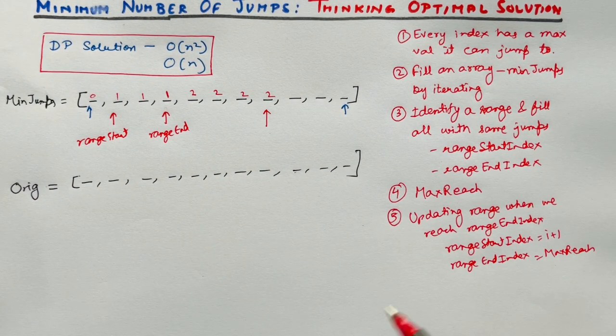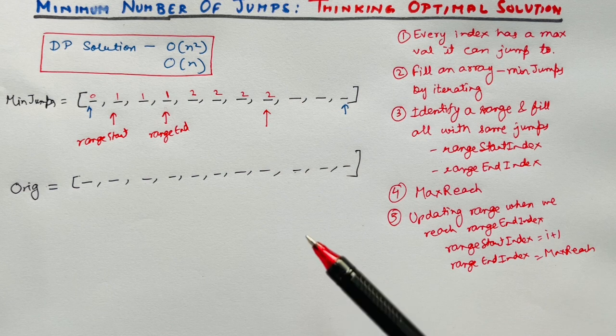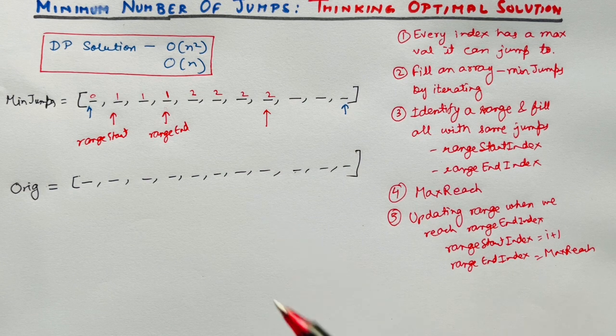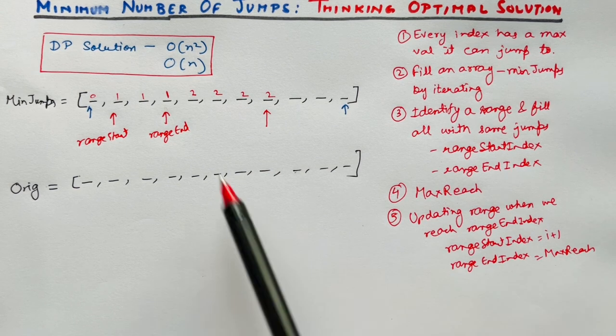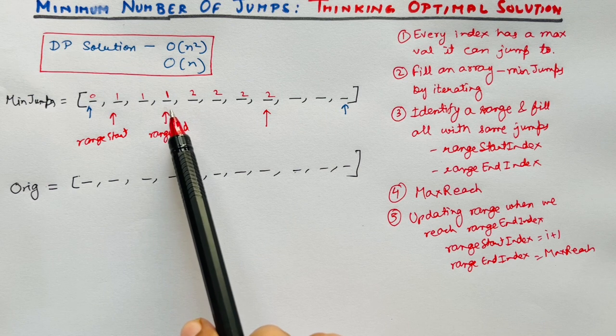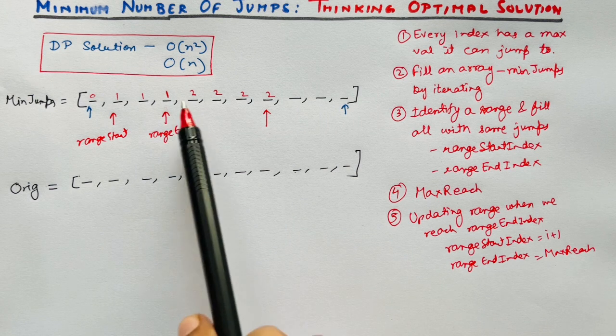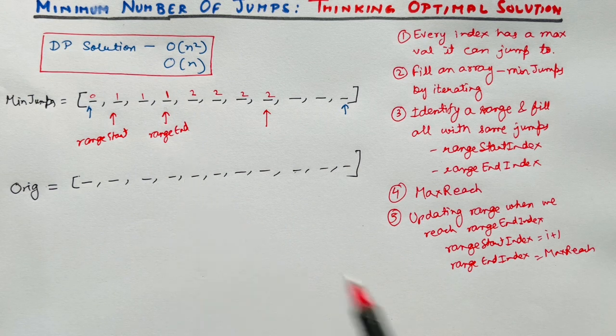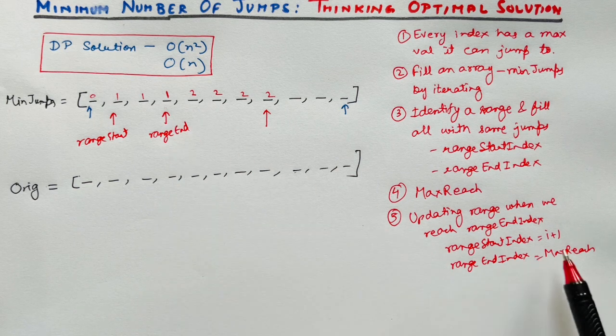So just one complicated thing that we need to take care of is how do we update the range. We will update the range when we reach the end index of the previous range, and at that point in time the new range's start index will be I plus 1 and the end index for the new range will be the max reach that we have found so far.